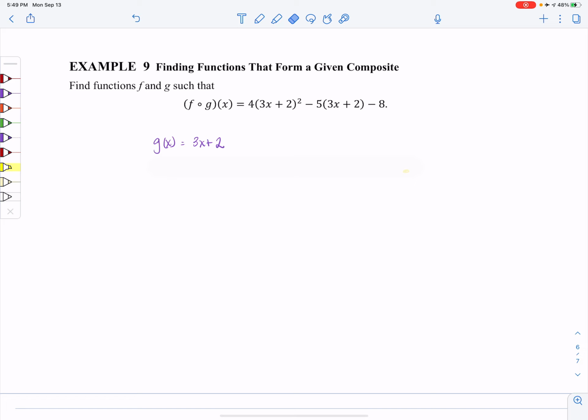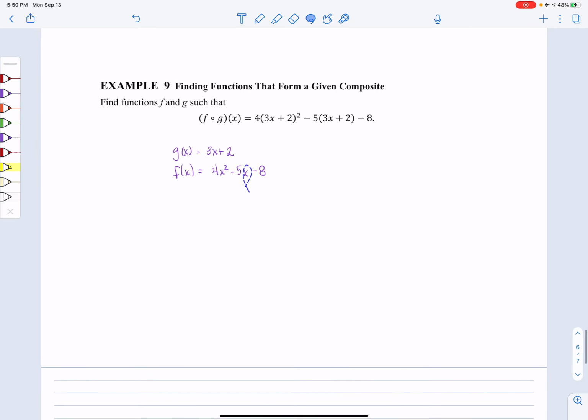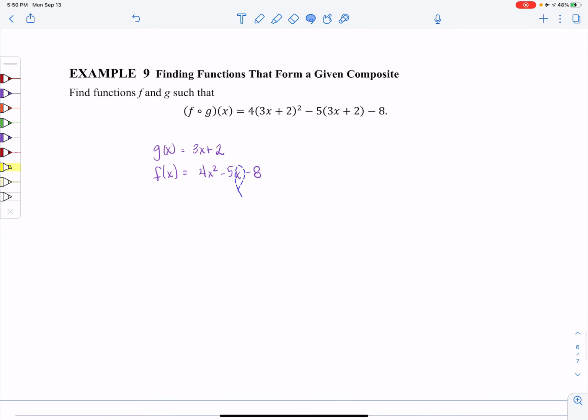And so I say, hey, the g of x, the one that's on the inside, is 3x plus 2. It's this guy. And then the f of x is the one that's on the outside. So you've got a 4x squared minus a 5x minus an 8. So essentially I would be taking this 3x plus 2 and plugging it in for this x and this x. That's not the only answer to this one, but it's probably the easiest answer. And that wraps up all of section 2.8.